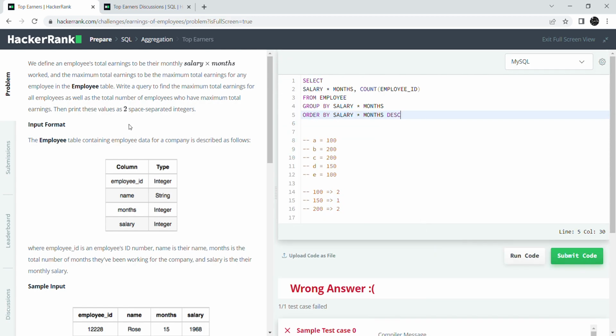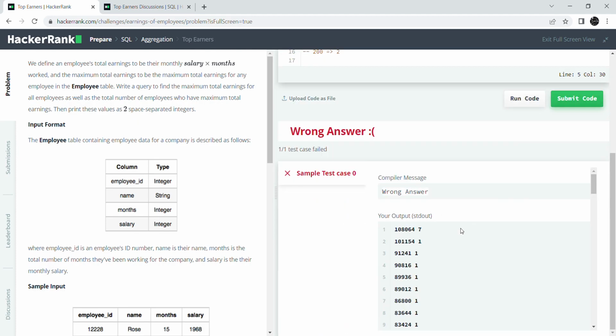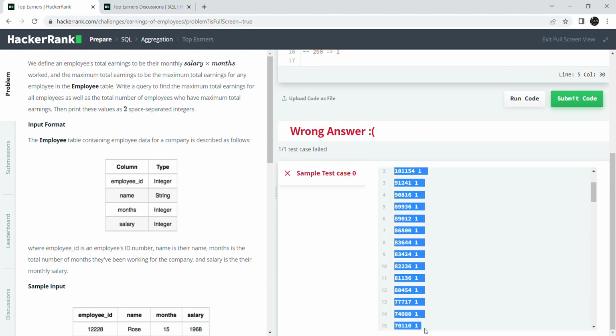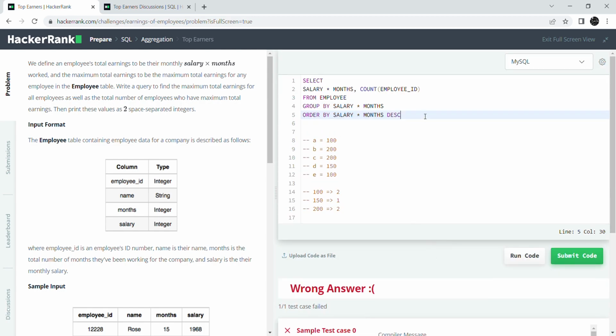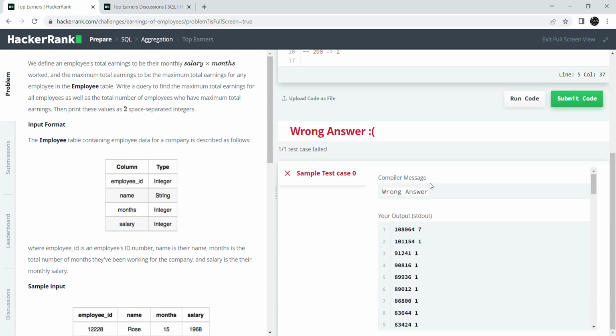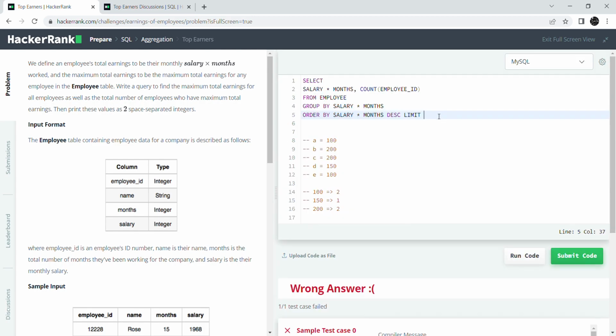Now we are left with just one thing. In this output we are getting multiple rows, but our approach is to find the highest total salary and the number of count. So to find the highest salary we will use another keyword called limit. Suppose your output has 10 rows. Limit will limit your output to the number of rows that you put after limit. So here I am putting limit 1.